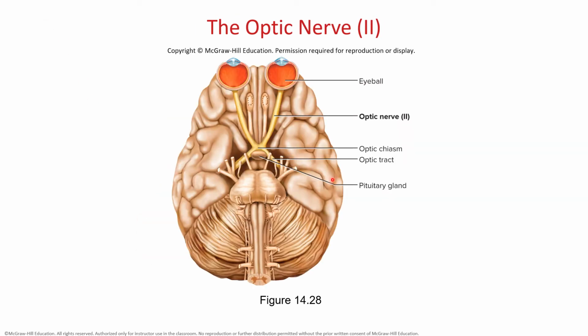Now let's take a look at cranial nerve number two. So here you can see, here's cranial nerve number one, the pair right here. And then now we have cranial nerve number two, the optic nerve. The function of cranial nerve two is vision, of course. So there are a few different ways we can test the optic nerve.